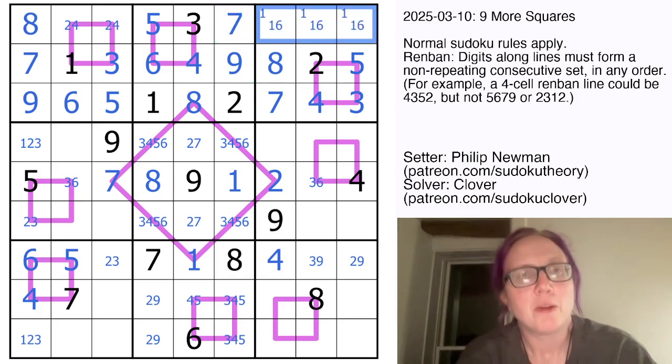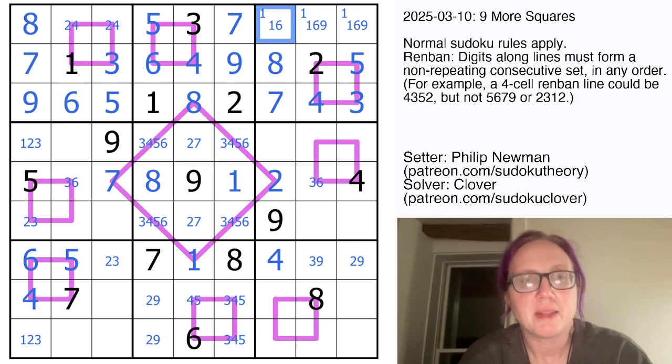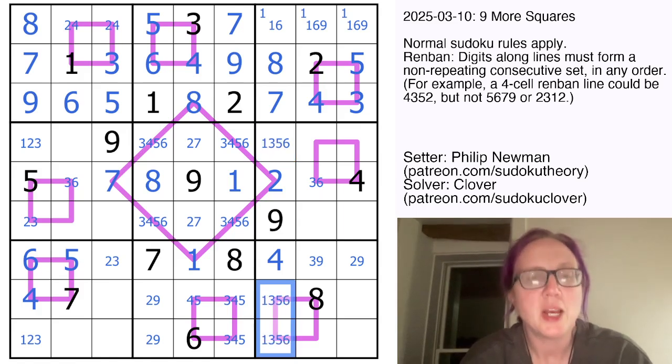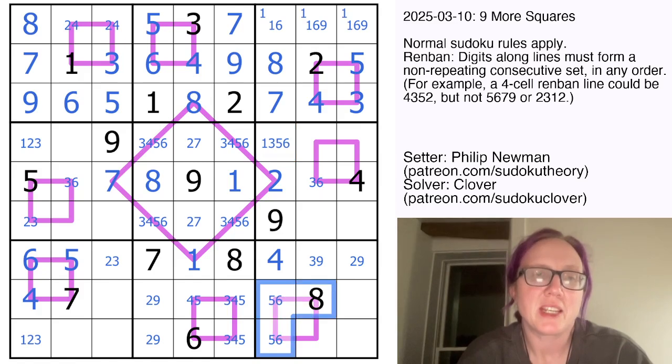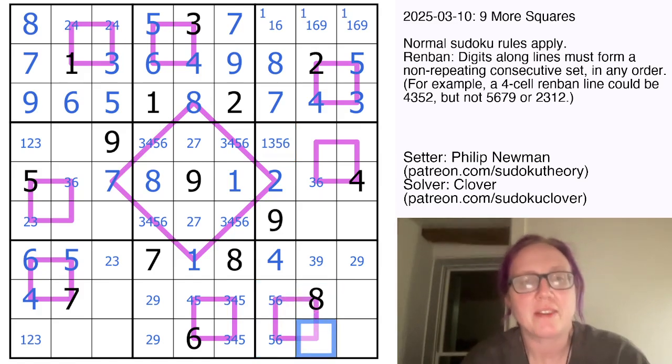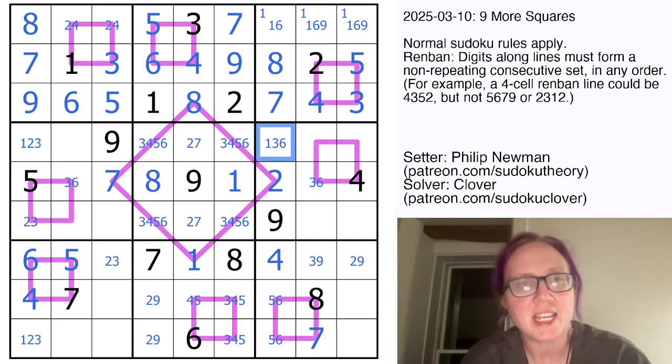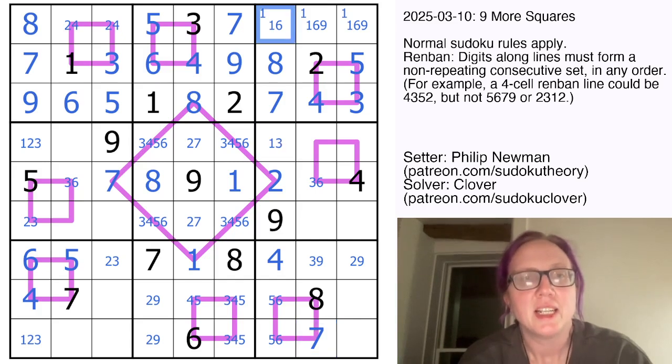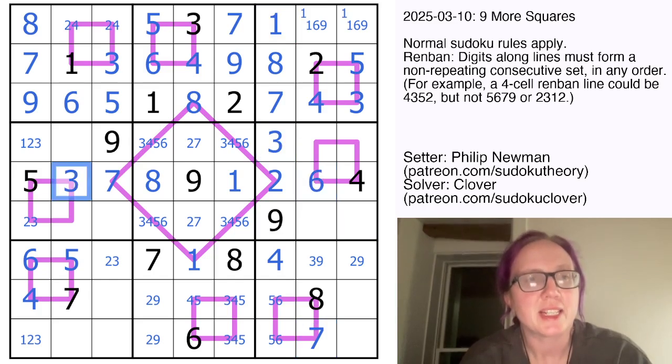Here we need 1, 6, and 9. That's not going to be a 9. These are going to be 1, 3, 5, and 6 to finish the column. 1 and 3 definitely can't go on this Renban with the 8, so this is going to have to be a 5, 6, 7, 8. And that'll be a 1 with a 3 there. The 3 resolves this into a 6, and that's now a 3.